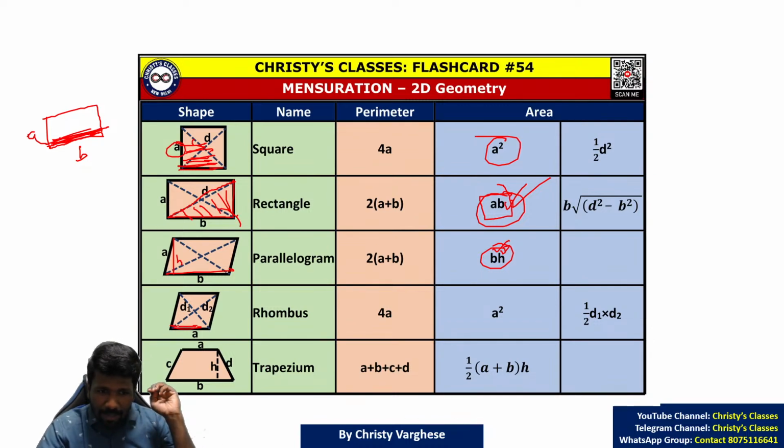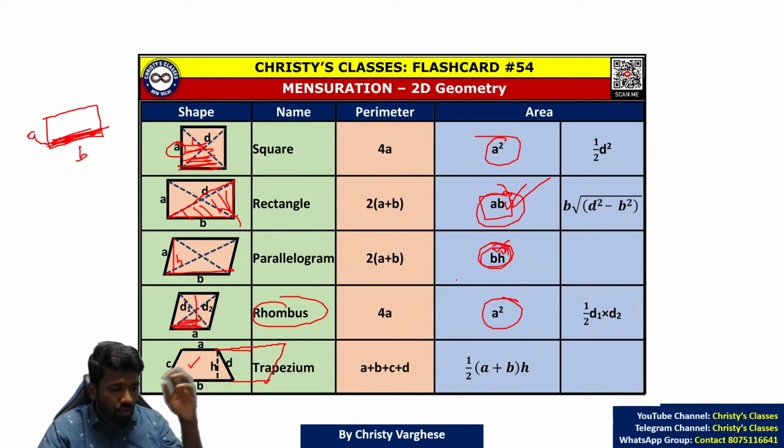So A plus A plus A plus A, A times, that is in the case of the rhombus. So that is why the area is A square itself. And the trapezium area, you can derive it. The logic is, take a copy of this trapezium upside down and attach it to this one. Then you will get a parallelogram. Parallelogram area is base into height, sorry, length into height. By that you can derive the trapezium area, half into A plus B into H.